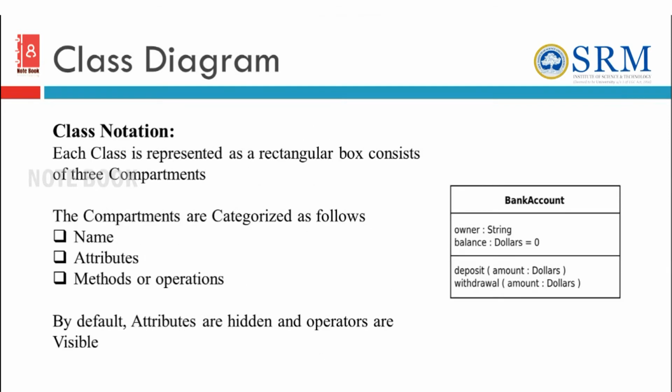Each class is represented as a rectangular box consisting of three things: class name, attributes and methods. Here the example is given on the right-hand side. See, the bank account example is given. The name of the class is BankAccount. The attributes are owner and balance, and the methods are deposit and withdrawal. By default, the attributes are hidden and the operations are visible. Operations are nothing but the methods or functions, which are visible.